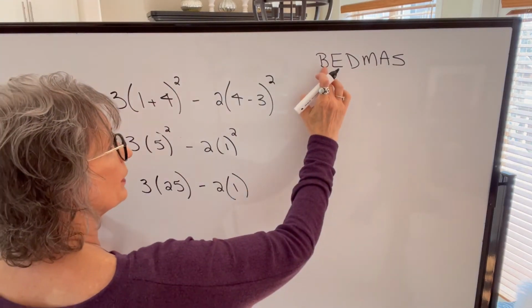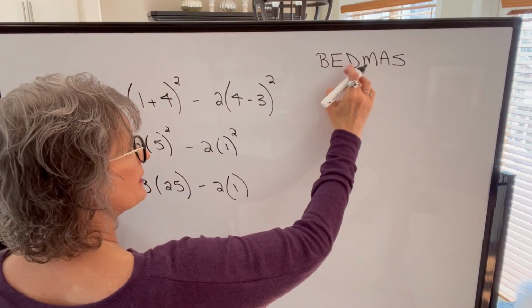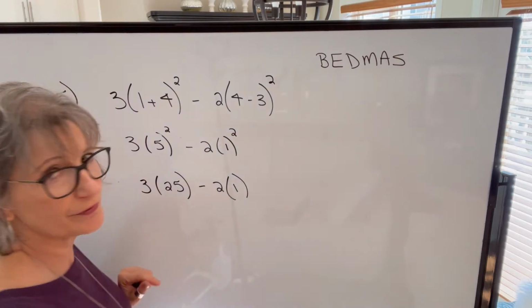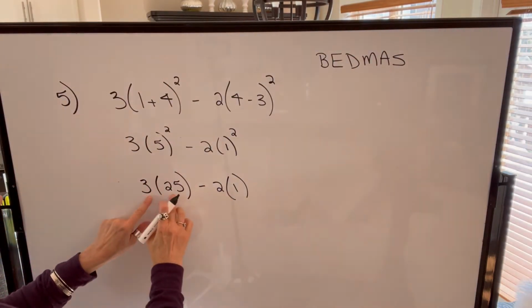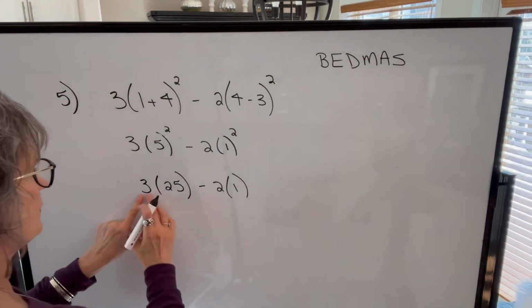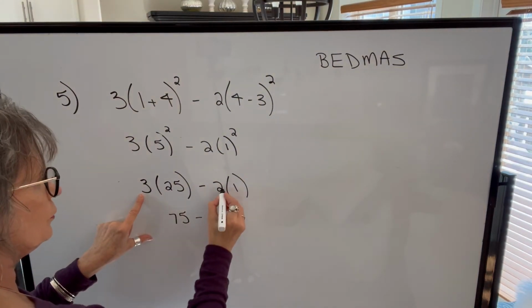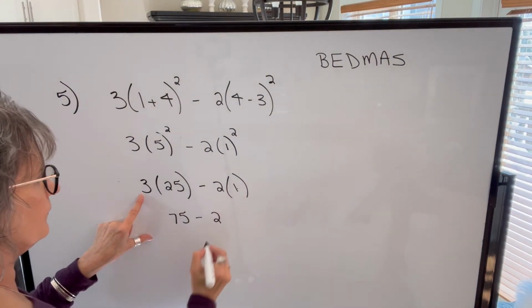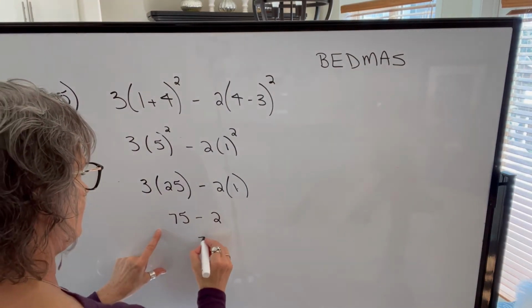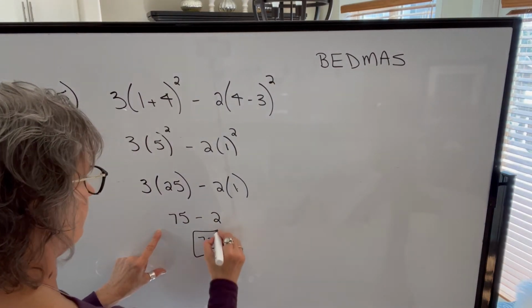So I've done my parentheses or brackets, I've done my exponents. Now I do any multiplication or division. I have multiplication here, I have multiplication here. So 3 times 25 is 75. 2 times 1 is 2. 75 minus 2, which is 73.